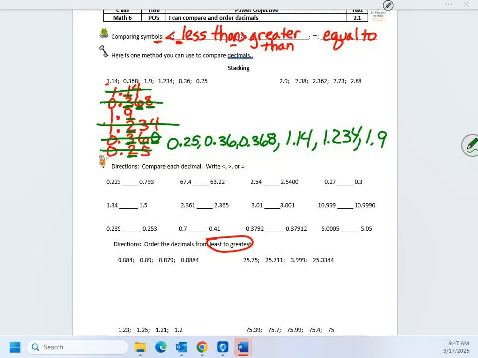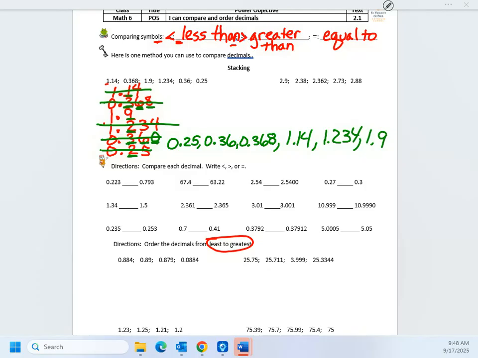So when you stack it, you always start at the left side and you compare your numbers. If the numbers are the same, you go to the next column to find the smallest number. If they're the same, you go to the next column. If you're missing a digit, you add in your zeros. After you put a number in the line, you cross it off so you know you've already used it.